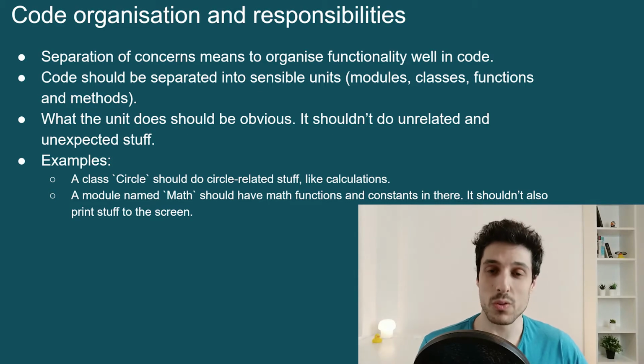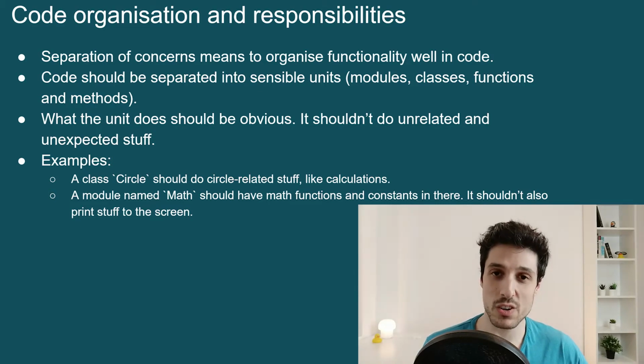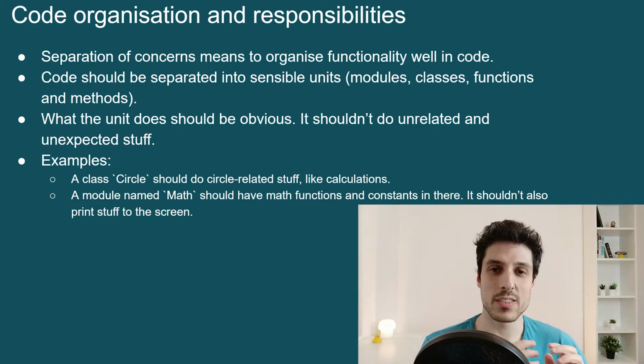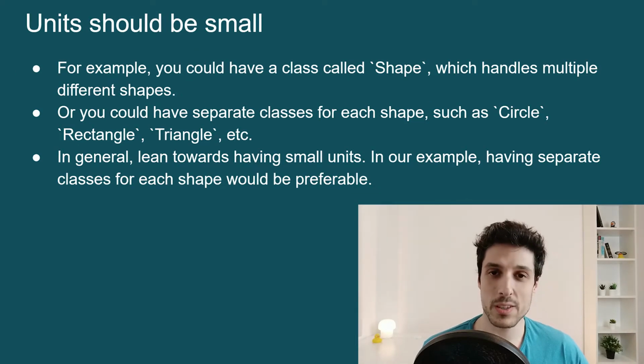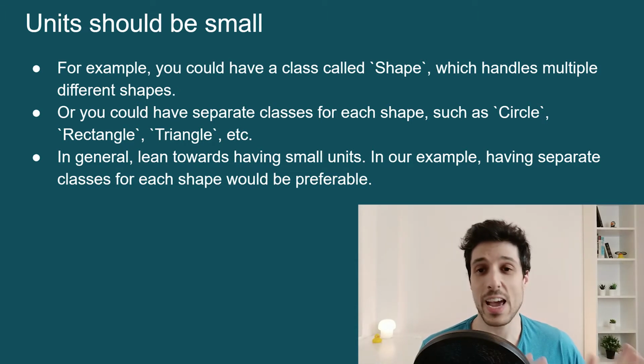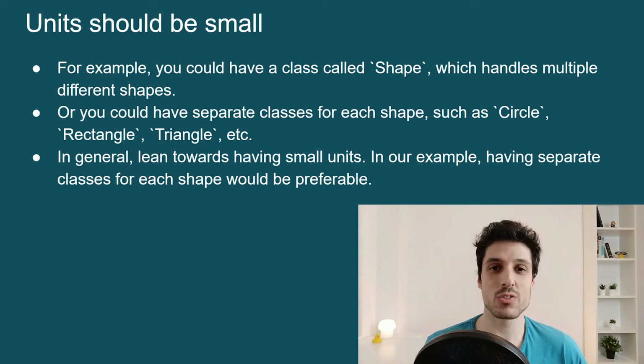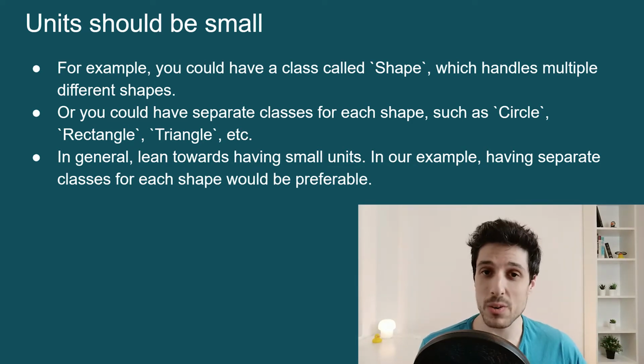So that's what we want. That's the basics of separation of concerns. We want code organized well, and we want responsibilities to be obvious and relevant. We don't want things to do unrelated stuff. Another relevant point about separation of concerns is that units should be small. And units are basically any kind of code. It includes functions, methods, classes, modules, and even packages or libraries. We want units to be small and to do specific things.